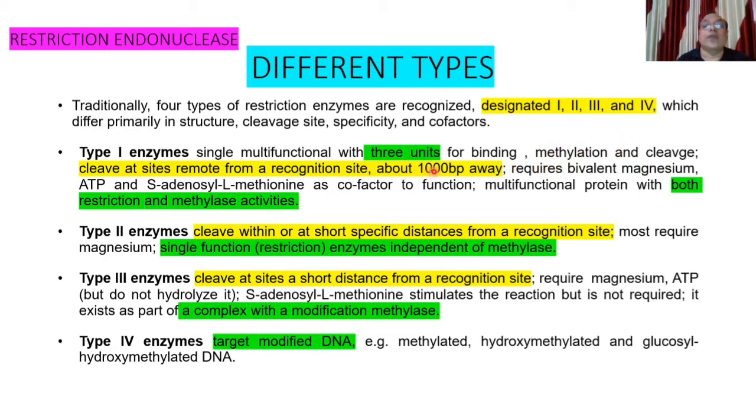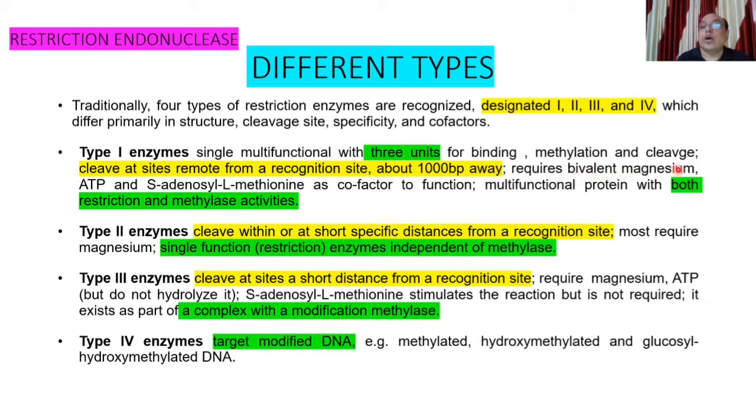Where is the site of cleaving? It does not cleave the DNA at or across the recognition site, rather almost 1,000 bases away from the recognition site. So the recognition site is not cut across, or cut a few bases away from the recognition site, but about 1,000 base pairs away from it.